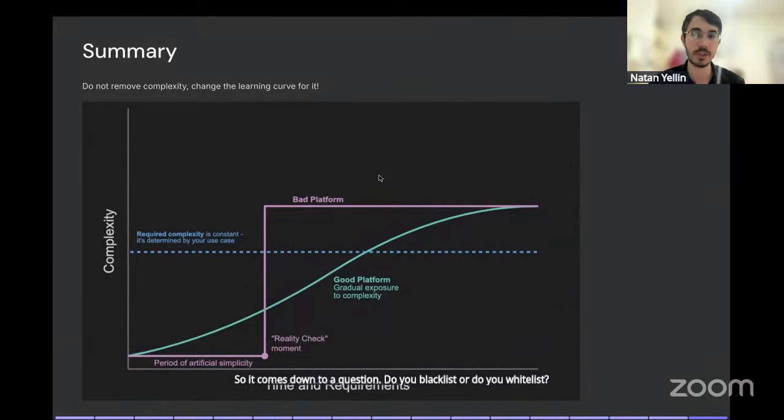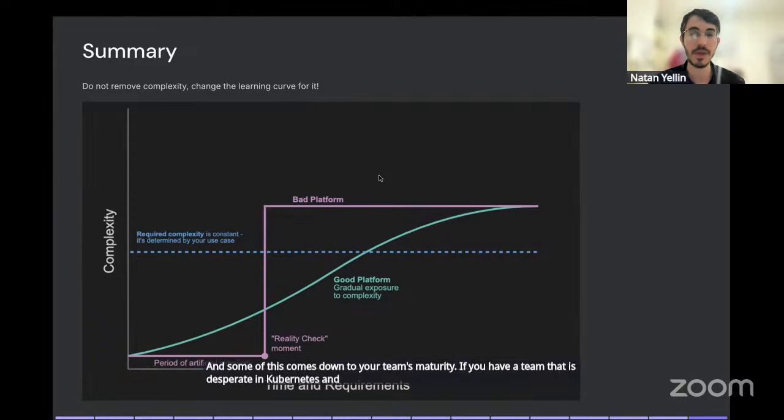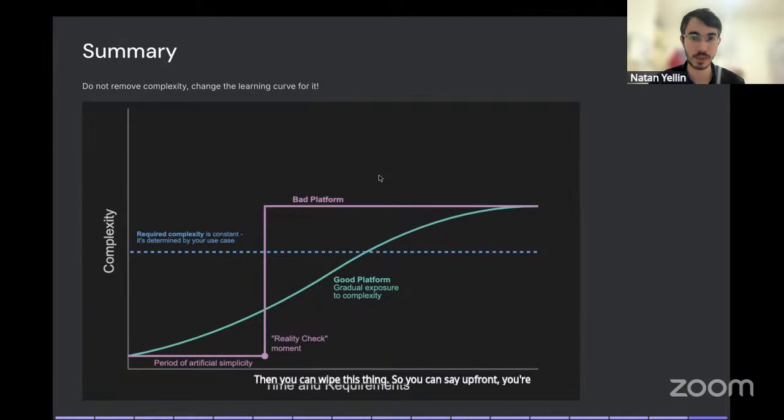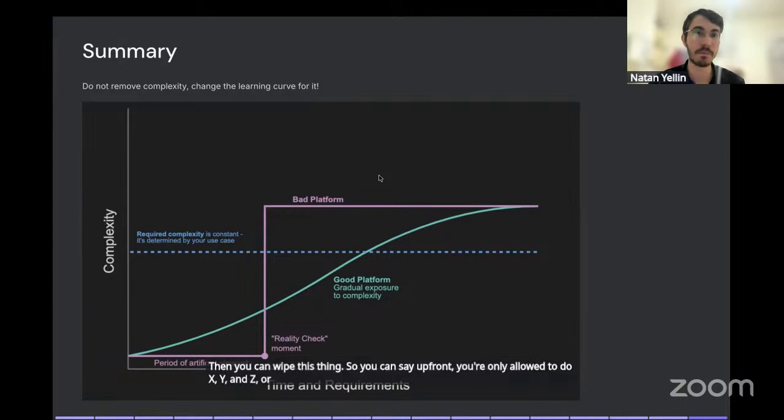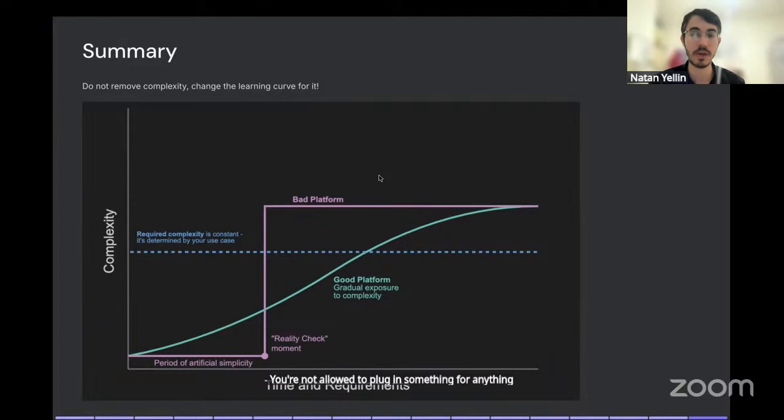And some of this comes down to your team's maturity. If you have a team that is less proficient in Kubernetes and less experienced, then you can whitelist. So you can say up front, you're only allowed to do X, Y, and Z, or you're allowed to override these fields, but you're only allowed to plug in values for these Kubernetes fields A, B, and C. You're not allowed to plug in something for anything we didn't allow. Now the problem here is that your platform isn't very extensible. People will have to open Jira tickets for you.